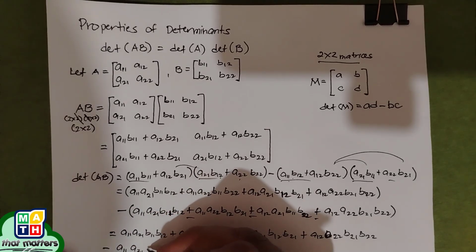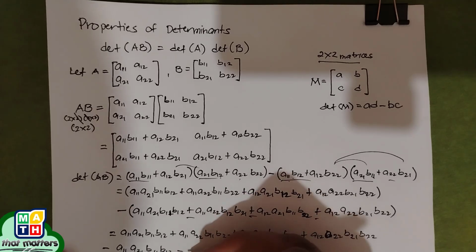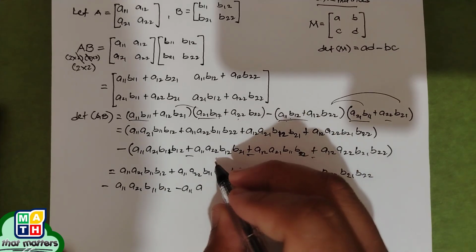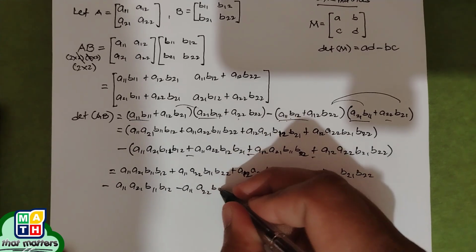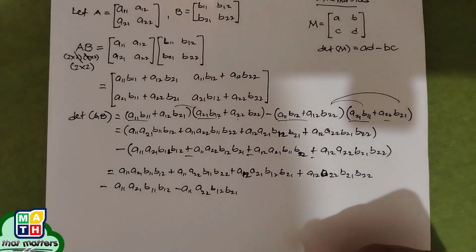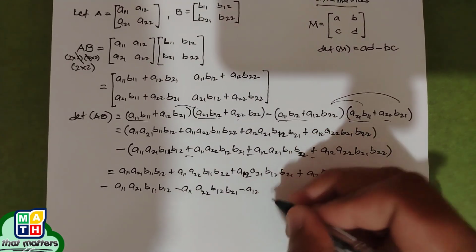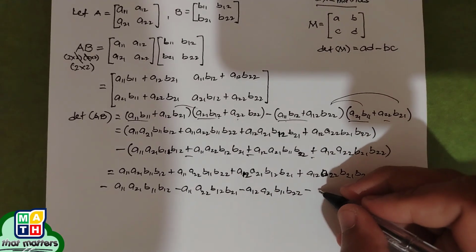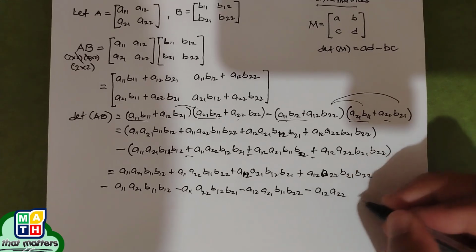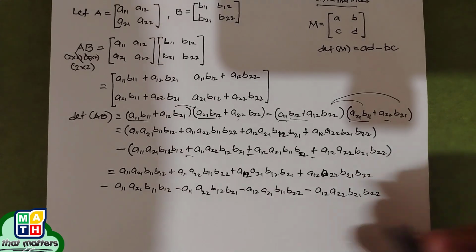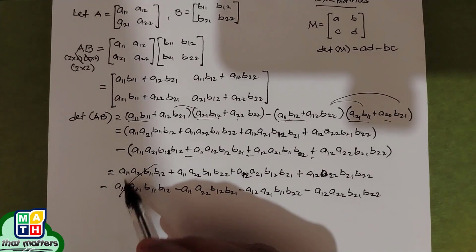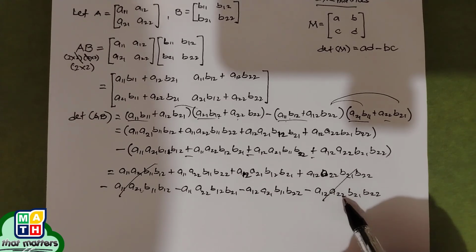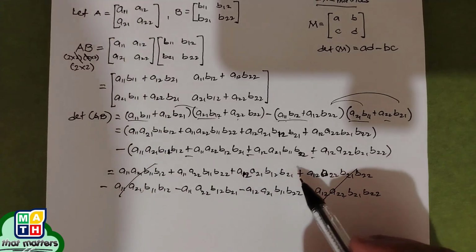A11, A21, B11, B12, minus A11, sorry, A22, B12, and B21. Okay? Minus A12, A21, B11, B22. This is now minus A12, A22, B21, B22. As mentioned, this will be cancelled. A11, A21, B11, B12. This also be cancelled. A12, B21, A22, B12.